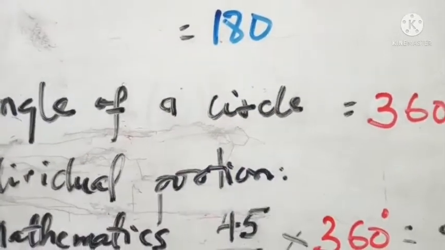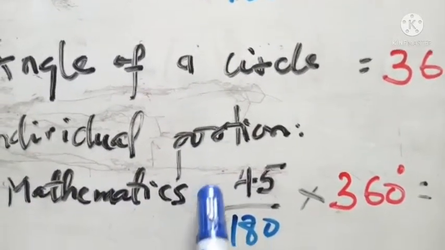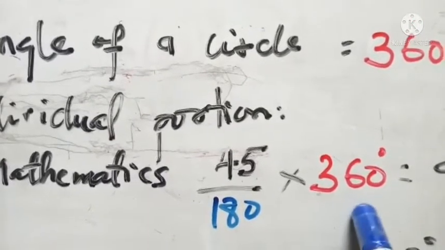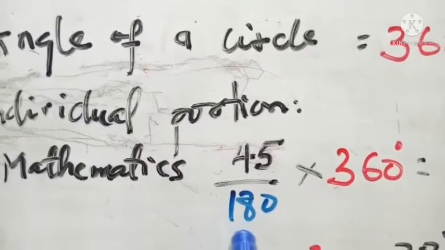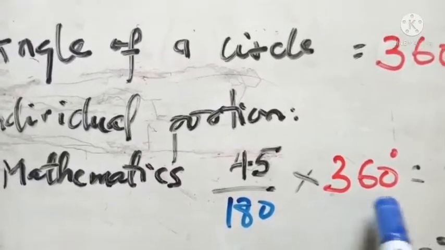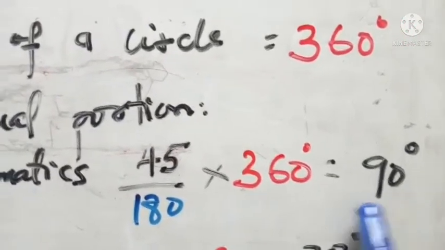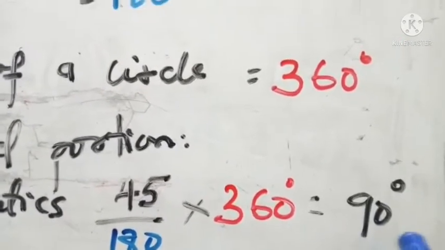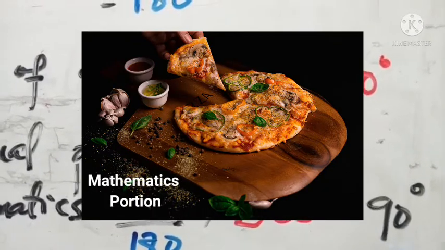So mathematics, out of the 180, we know that 45 of them are mathematics students. So 45 over 180, times the 360, this is what they are going to share. Is that okay? So 45 of them are mathematics students over the total, which is 180, times 360, this is what they are sharing. That gives me 90 degrees. So meaning that the mathematics students are going to take 90 degrees or 90 size of the total pizza, right? So that is what belongs to the mathematics students.